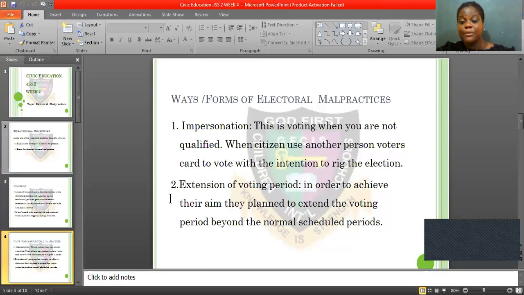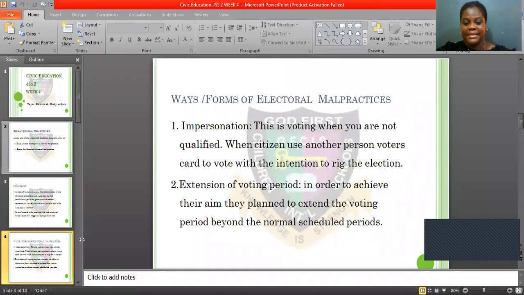When the voting time was supposed to end, they were still voting, because the politicians had come with a rigged number of voters' cards, and they were just thumb printing left, right and center, pretending as if it were people that came to vote. This is also electoral malpractice.